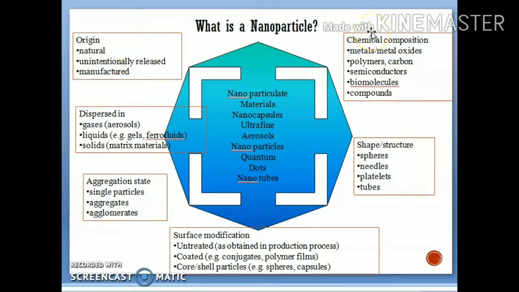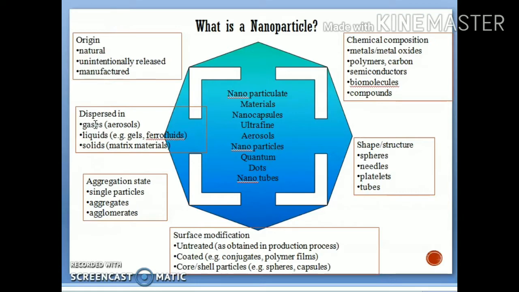The chemical composition of these nanoparticles may be metals, metal oxides, polymers or carbon material. It may include semiconductors, biomolecules, and different compounds. Nanoparticles can be dispersed in gases, and these are called aerosols. They can be dispersed in liquids, forming gels or ferrofluids, etc. We can also disperse nanoparticles in a solid, and they can form a matrix material.